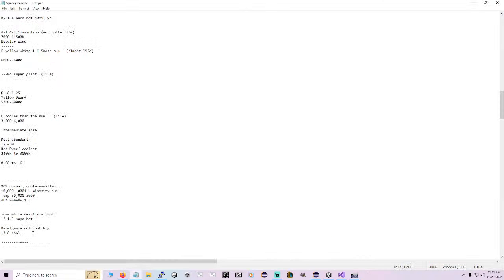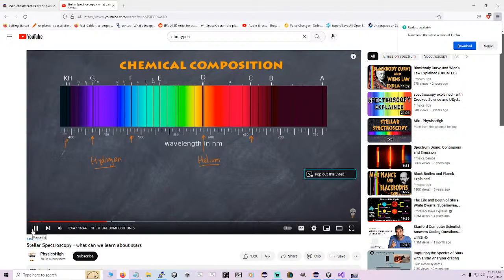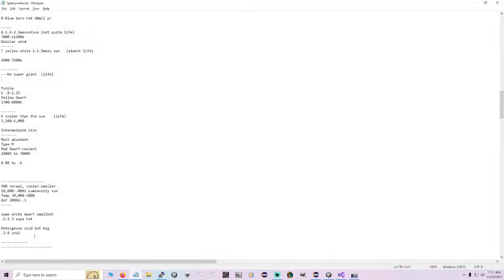But there are a whole series of other elements here. I'm not going to go into great detail, but for example, K and H over here are indicative of the presence of calcium ions. So if you know what wavelengths are absorbed by... Okay, so K and H.